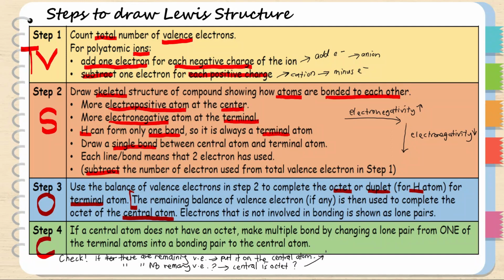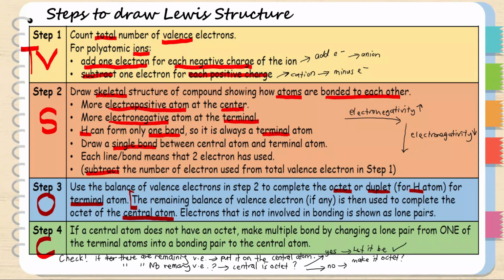If yes, then let it be. That means you have already achieved octet or stable configuration for both the terminal and also the central atom. But when the central atom is not octet and you have no remaining valence electron, you have to make it octet. How?